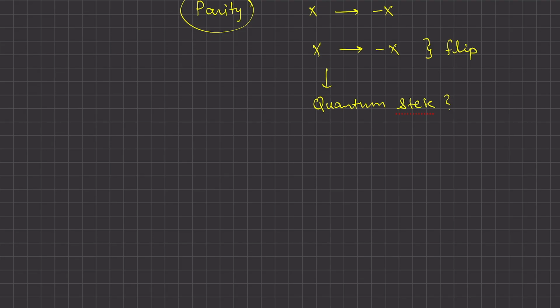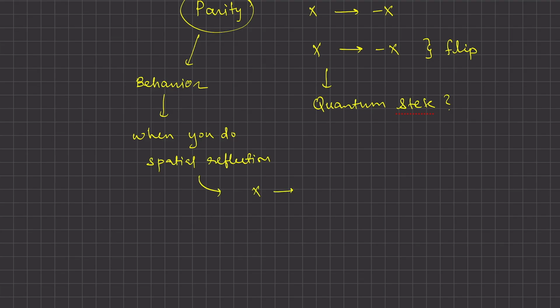So parity is the behavior when you do a spatial reflection. A spatial reflection means you take x and replace it by minus x. This is what we are calling a spatial reflection. We are going to explore these questions step by step.